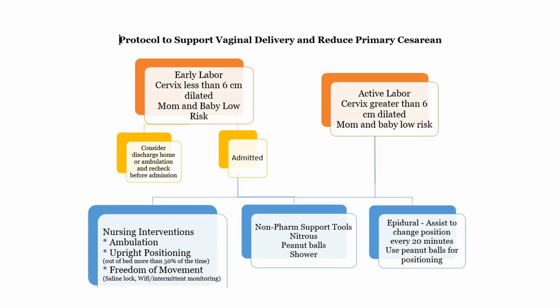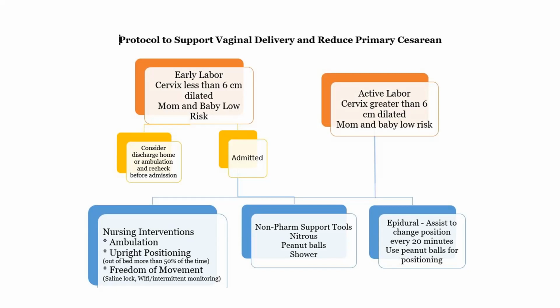Number one being ambulation, upright positioning, and freedom of movement. And freedom of movement includes things like saline locking them. We're going to unpack the idea of IV fluid for everybody in just a minute. Looking at upright positioning, getting out of that bed, using either intermittent fetal monitoring or our telemetry fetal monitoring. Using the tools that we know will help them. Peanut balls, water for pain relief, other non-pharmacological support tools like the labor nurse at the bedside.